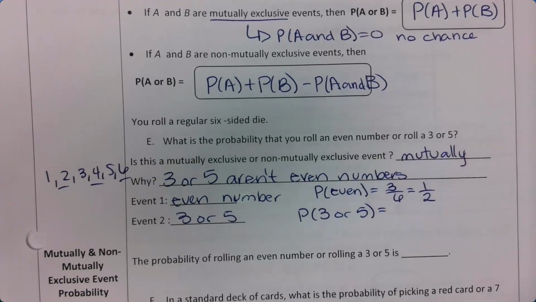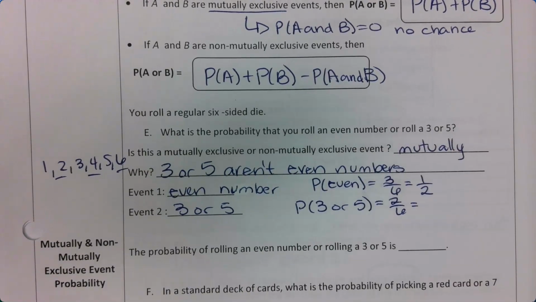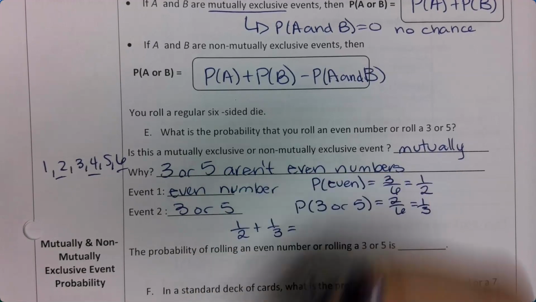And then I have my probability of 3 or 5. So how many numbers are 3 or 5? 2 out of? So that simplifies to 1/3. So, because this is mutually exclusive, I want to take my two fractions and add them together. So I want to do 1/2 plus 1/3.